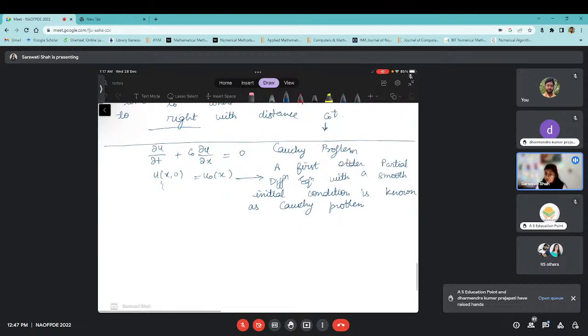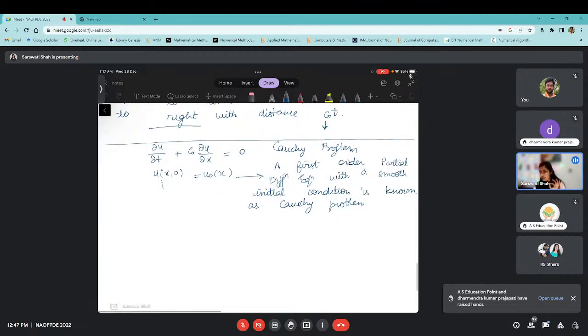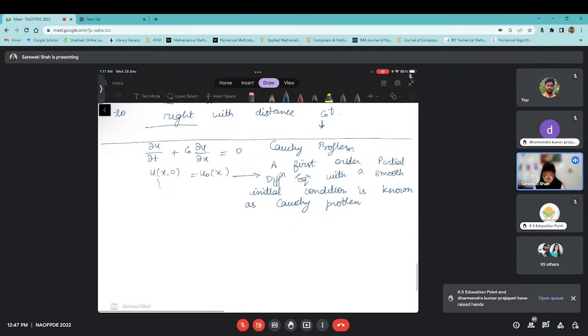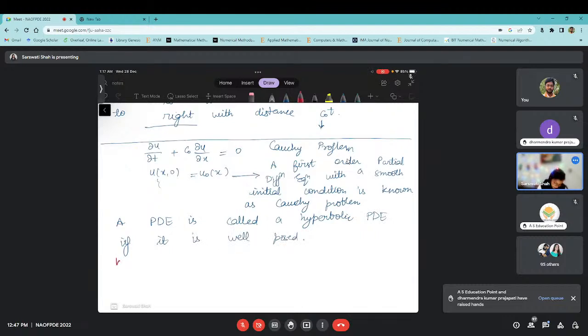Why is it hyperbolic? Because it is well posed. A partial differential equation is called a hyperbolic partial differential equation if it is well posed. So let's see what the definition of well posed is.